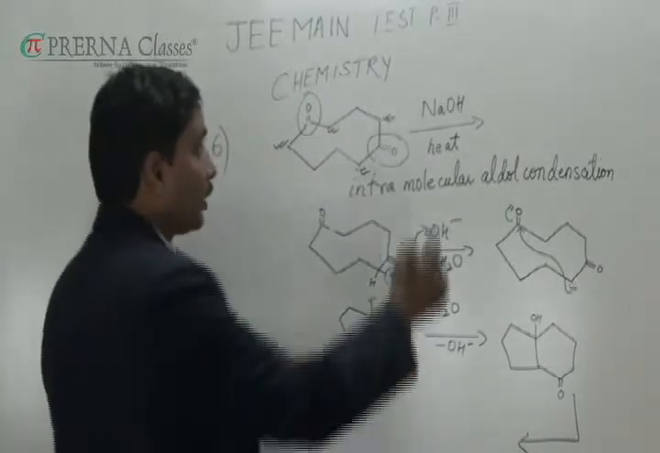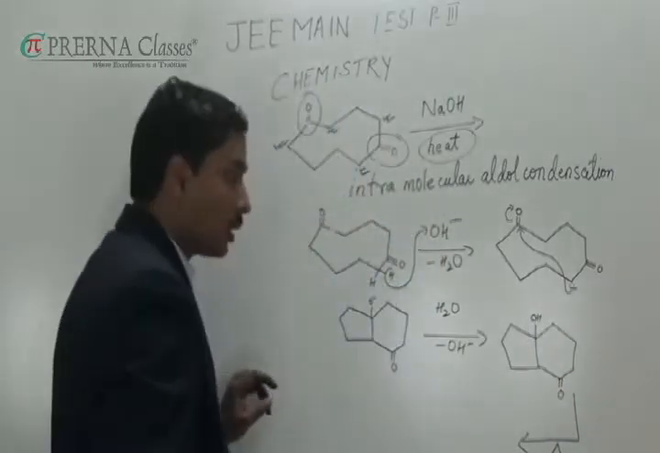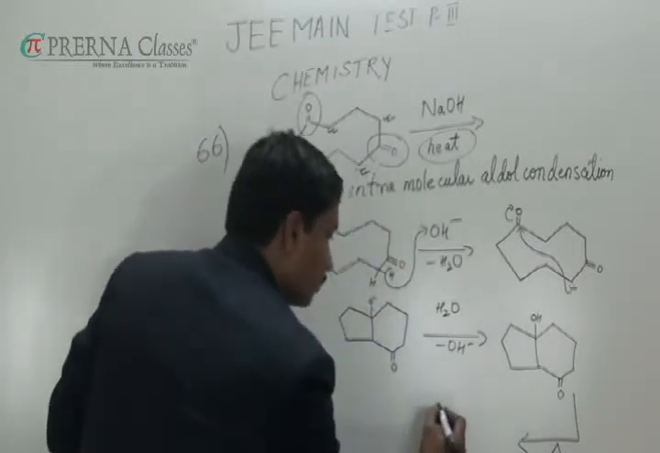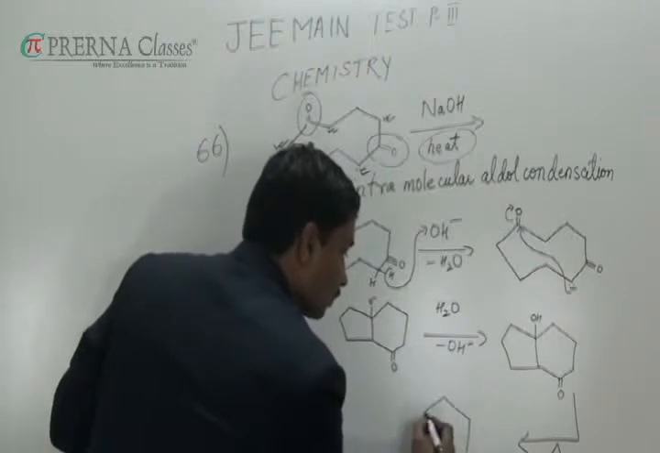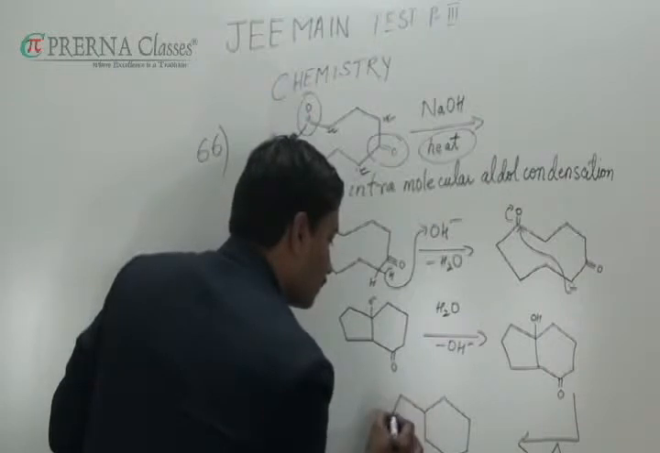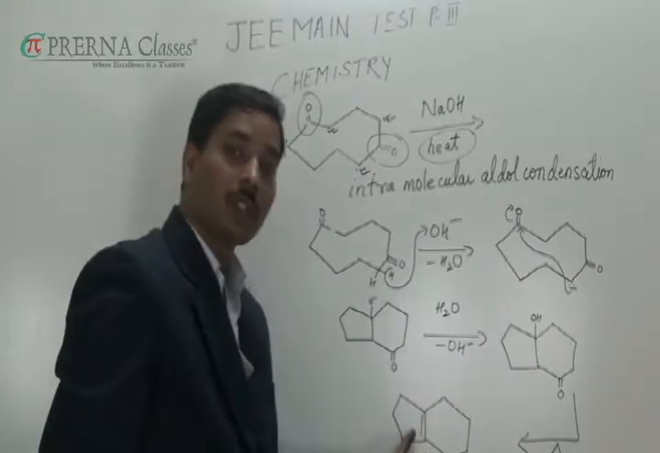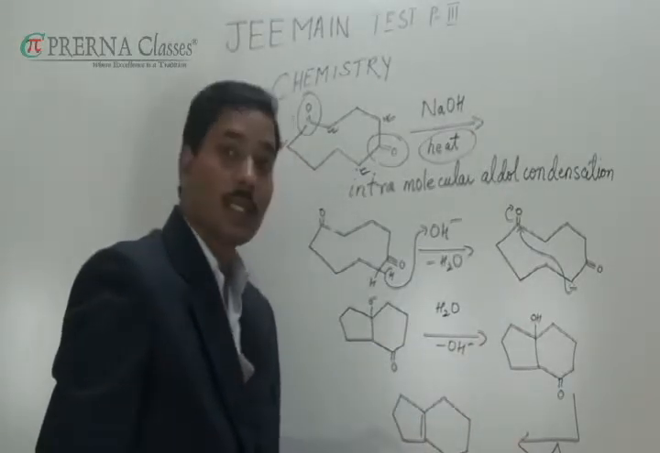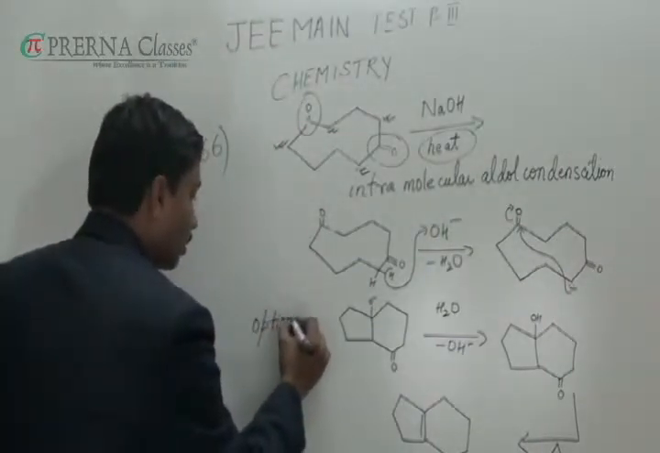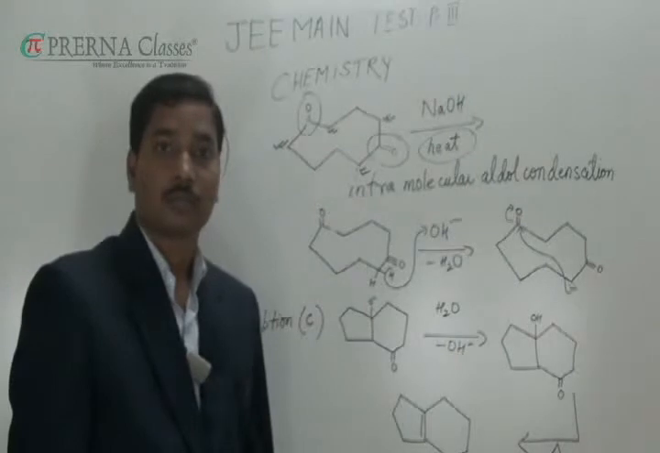Now further on heating, since heat is given, there is an elimination of water molecules and it is converted into an alkene. Due to the removal of this OH and H, it is converted into a double bond. So the answer is option C.